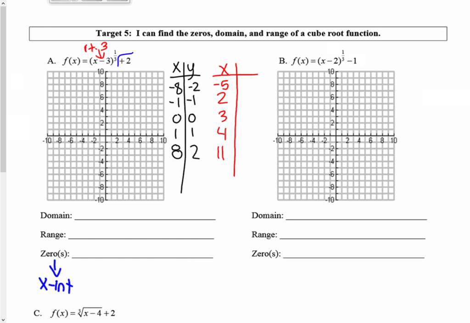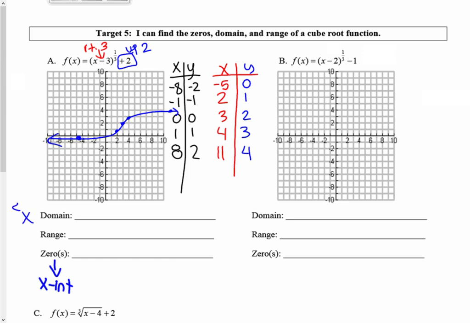To my y values, we have the +2 at the end, so up 2. So we get 0, 1, 2, 3, 4. Graphing that then, I'm at (-5, 0), (2, 1), (3, 2), (4, 3), and (11, 4). Connect your points. So for my domain, remember your domain is your x values.